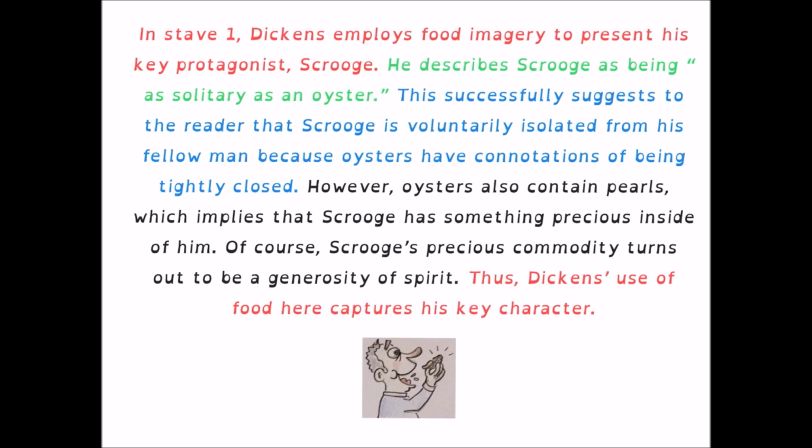You'll notice the last line is in red, the colour of the point. This is an optional line, but what it's doing, food here captures the key character, is looping back to that question on food, giving my paragraph this kind of pleasingly cyclic structure, reaffirming that I'm on task.